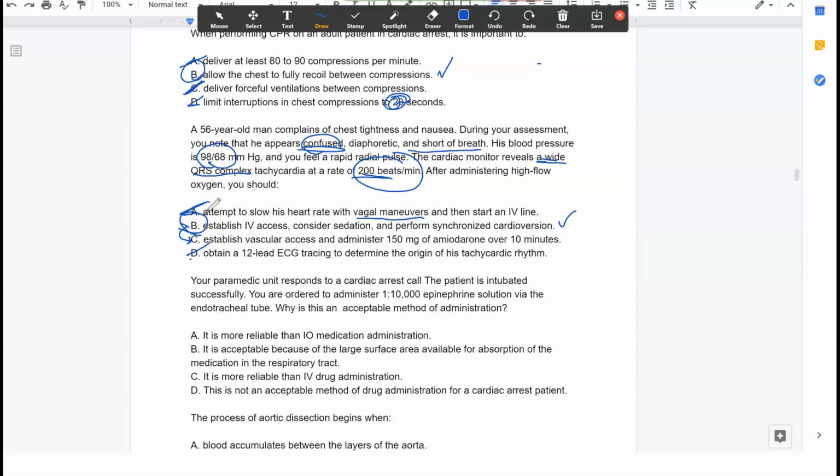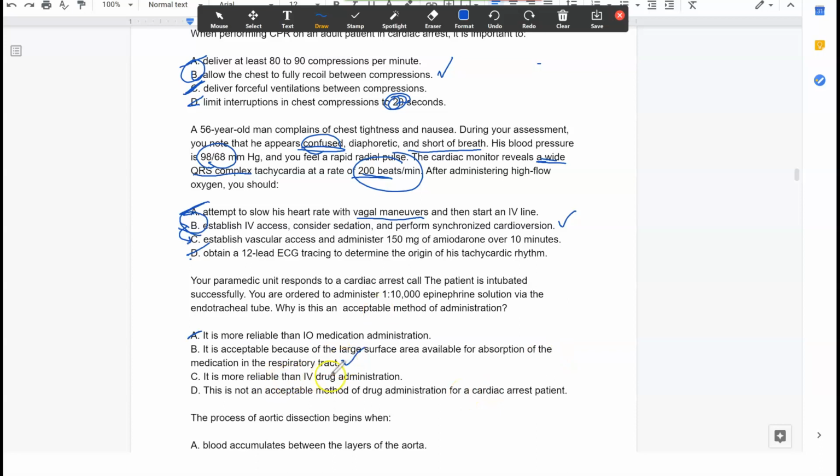Your paramedic unit responds to a cardiac arrest call. Patient is intubated successfully. You are ordered to administer 1 to 10,000 epinephrine solution via the endotracheal tube. Why is this acceptable? It is not more reliable than IO. Acceptable because the large surface area available for the absorption of medication in the respiratory tract.